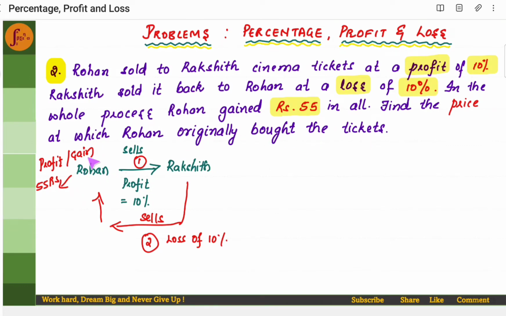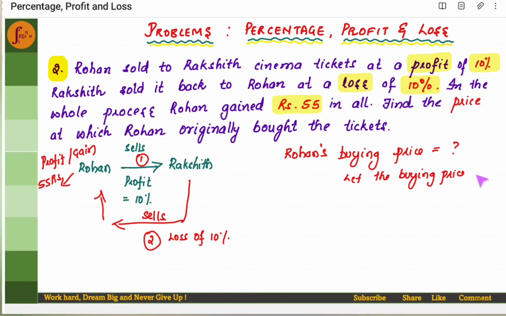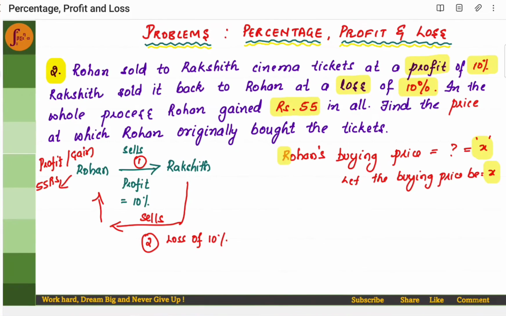So Rohan would have bought the tickets originally. What is the price at which he bought? We have to find Rohan's buying price originally. Buying price is equal to question mark. Let the buying price be X. We'll assume this is X. Rohan's buying price is what we need to find out.